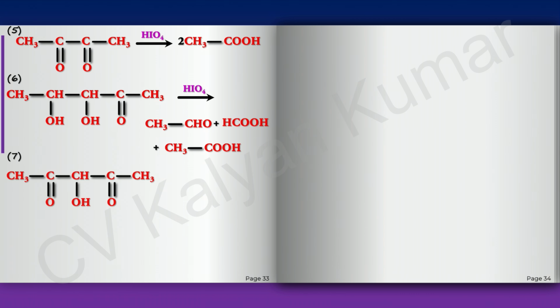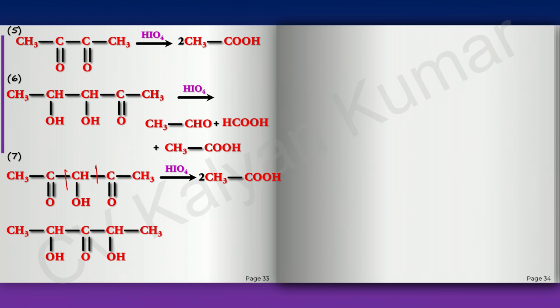What do you think here? Pause. Here is the answer. So break this, you get 2 acetic acid and 1 formic acid. I have not listed the formic acid, but you can write that. What will happen here? Pause now.